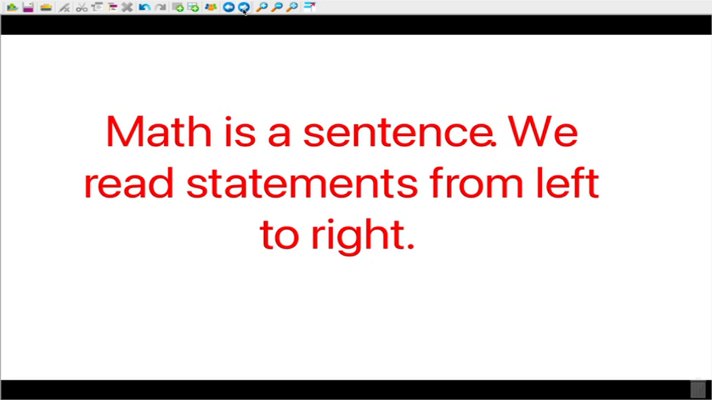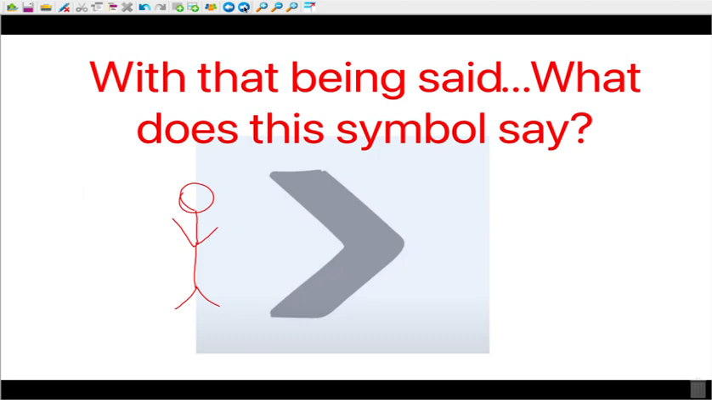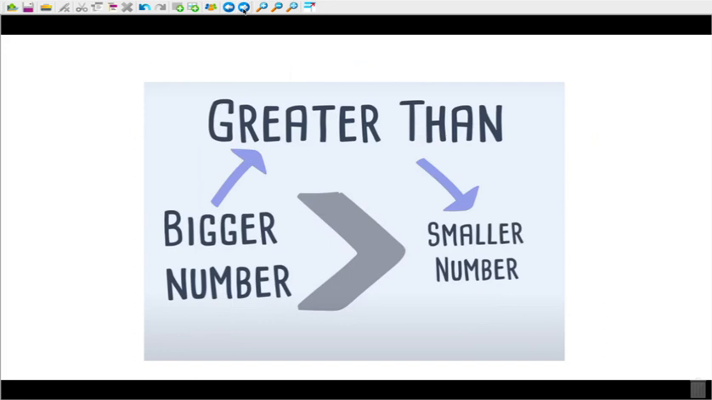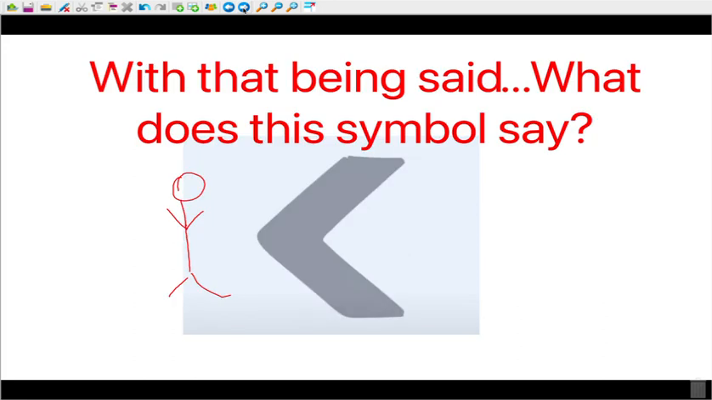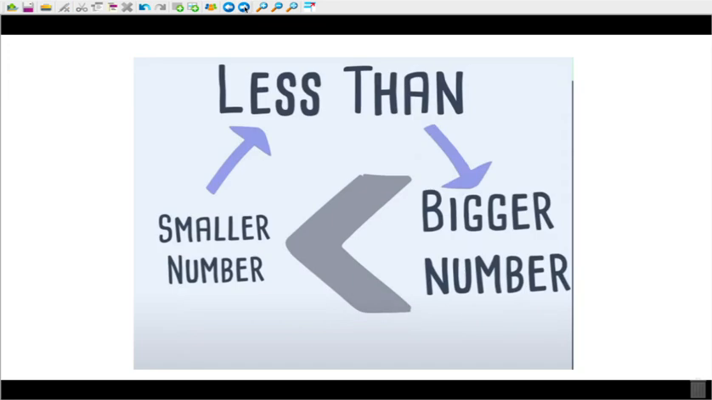Math is a sentence. We are going to read our statements from left to right. That being said, what would this symbol say? If I'm reading from this side here to this side here, then I should know this symbol says greater than. What would this symbol say? Well, if I'm reading from here over, I know it's less than.